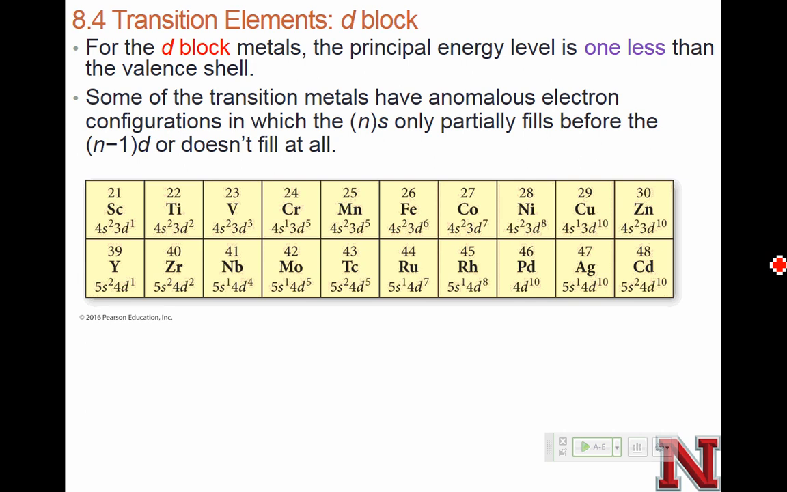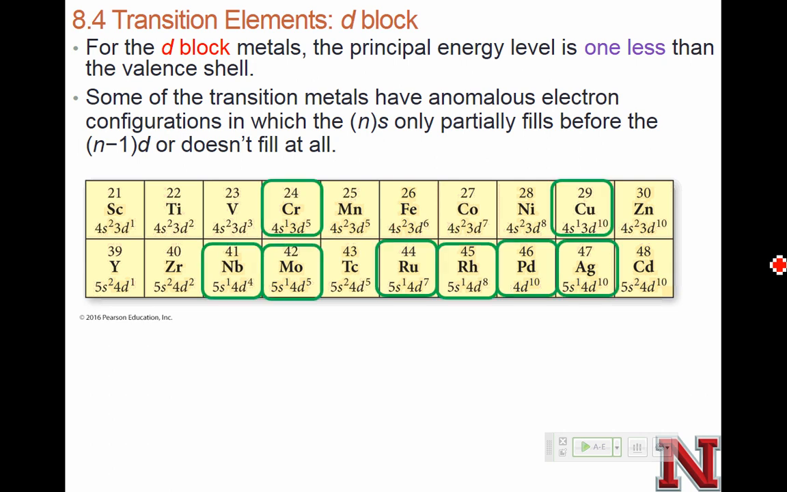Now the F, there are some problems with some of the D block metals. But if we look at the D block metals, again, the principal is 1 less. Some of the transition metals have multiple electron configurations in which the ns only partially fills before the n-1 d fills, or it doesn't fill at all. So I'm going to show you which ones I mean.